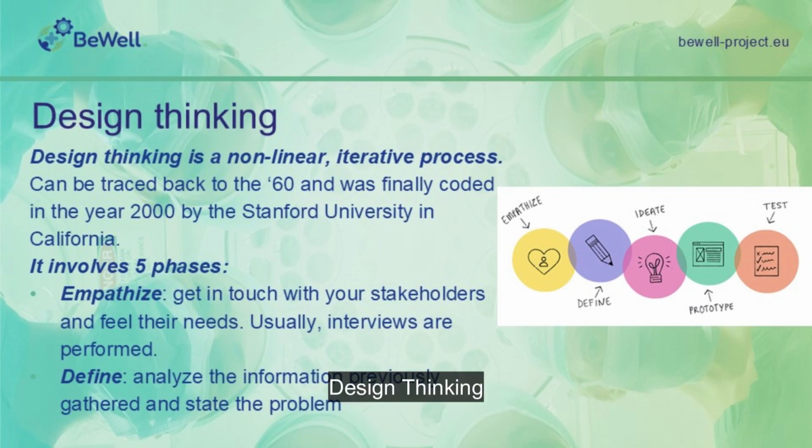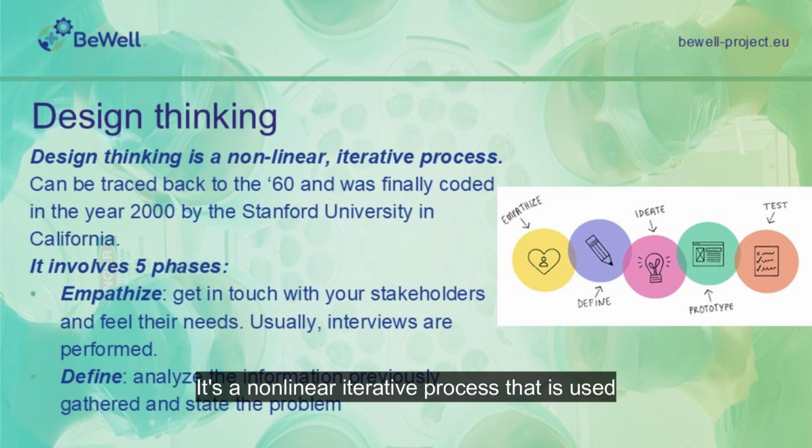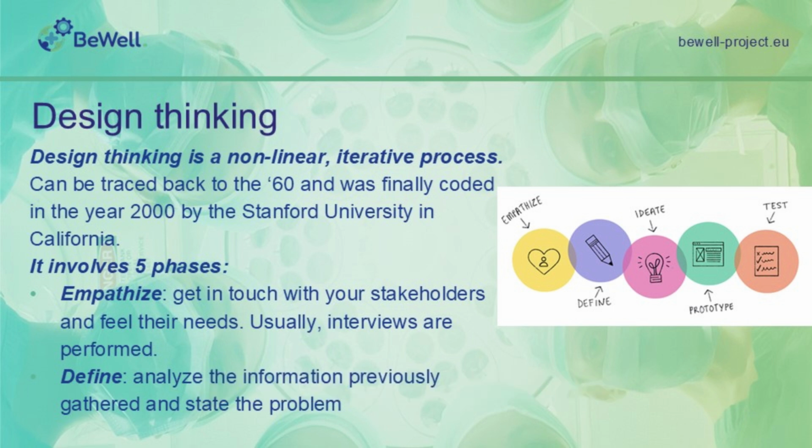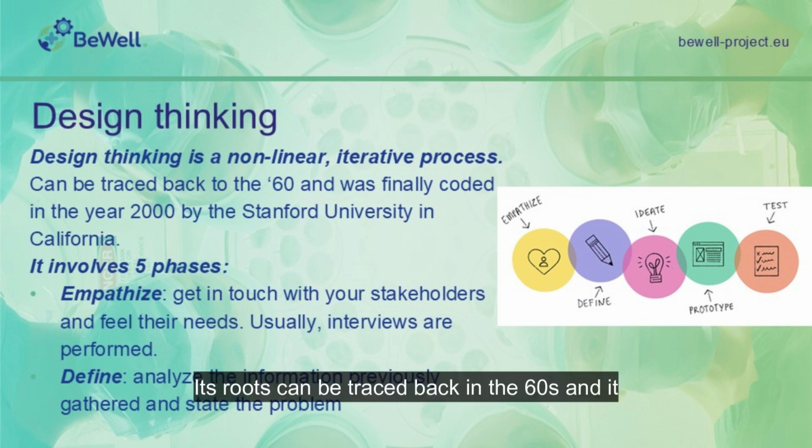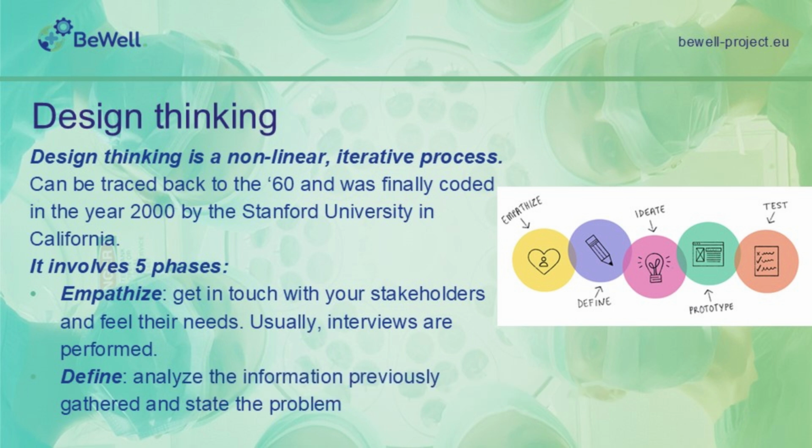Design thinking. It's a non-linear iterative process that is used by people in order to understand the stakeholders they are working on, to understand the problem they have to face, and to find the correct solution. Its roots can be traced back to the 60s, and it was finally codified in the year 2000 by Stanford University in California. Similarly to the problem-solving methodology, design thinking involves 5 stages.